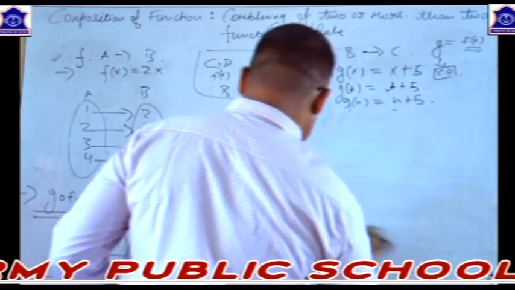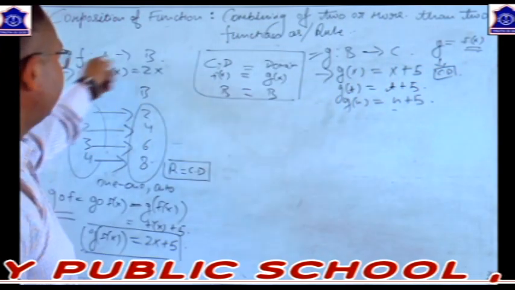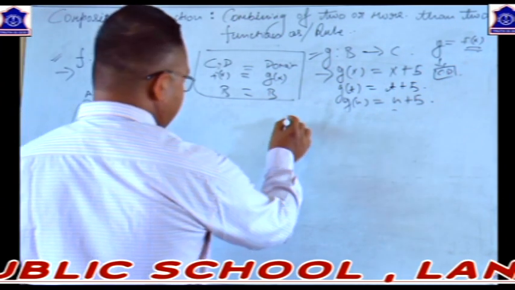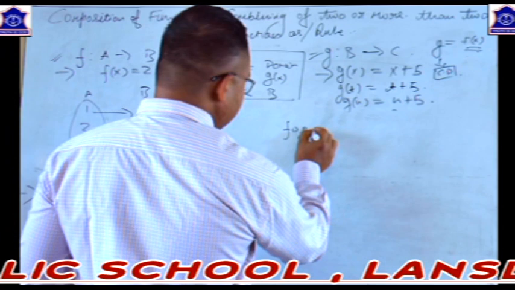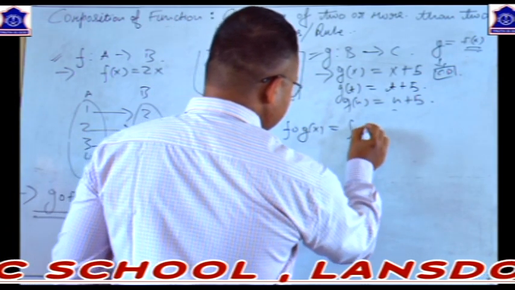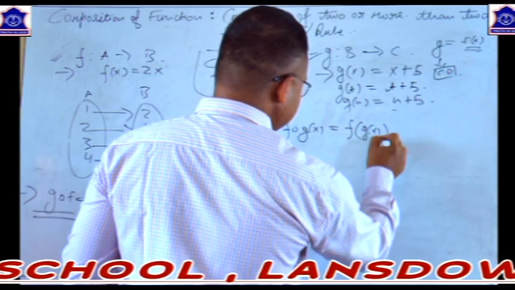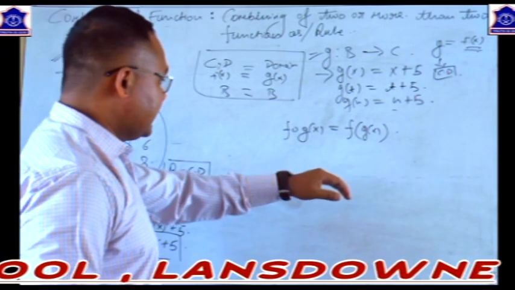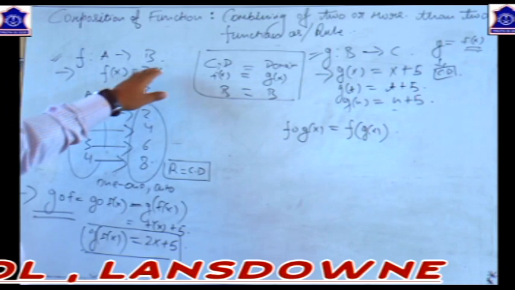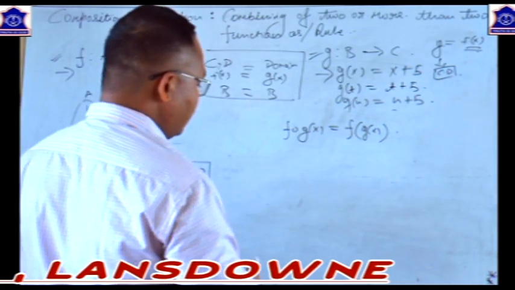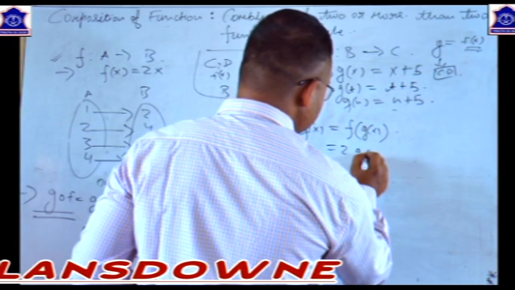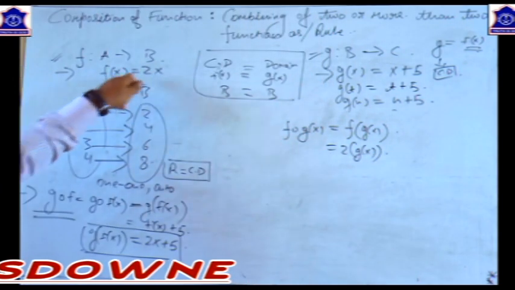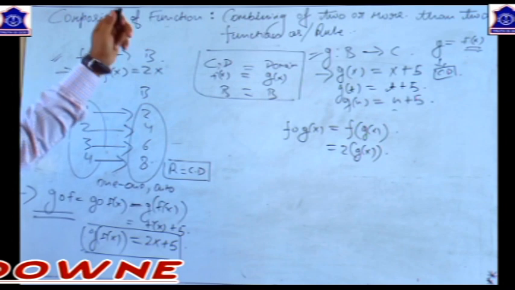So now I am going to combine these two given functions, f and g, using f of gx, which is written as f of gx. Now when fx was given as 2x, f of gx will be 2 of gx. It is very clear: fx is 2x, if it were ft it would be 2t, if fn then 2n.